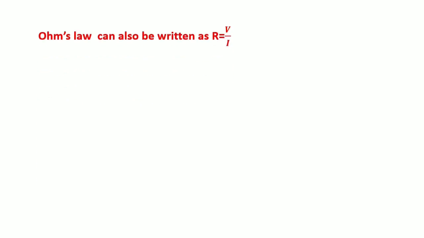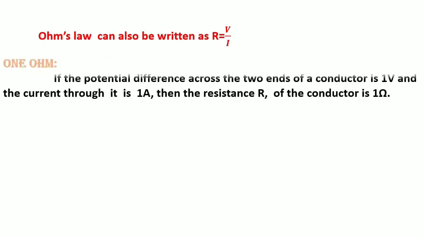Ohm's law can also be written as R equals V upon I. Thus, the resistance of a conductor is said to be 1 ohm if the potential difference across the two ends of a conductor is 1 volt and the current through it is 1 ampere. Mathematically, 1 ohm equals 1 volt upon 1 ampere.